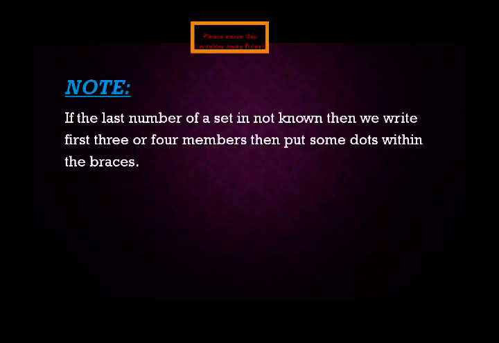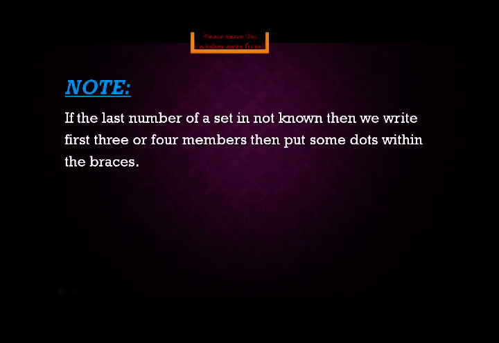Note down this very important thing. If the last number of a set is not known, then we write the first 3 or 4 members and then put some dots within the braces. What does it mean? If you don't know the last member, the last element of the set, then what do we have to do?